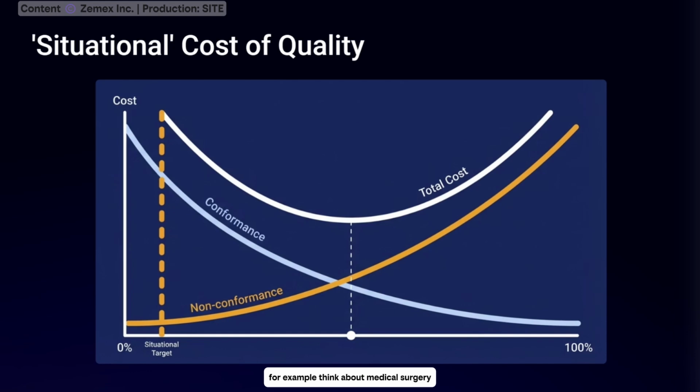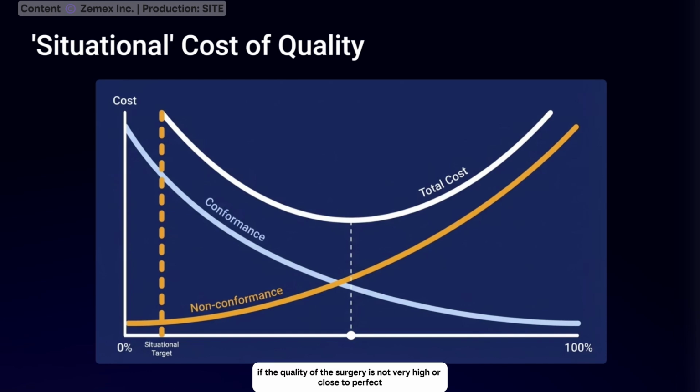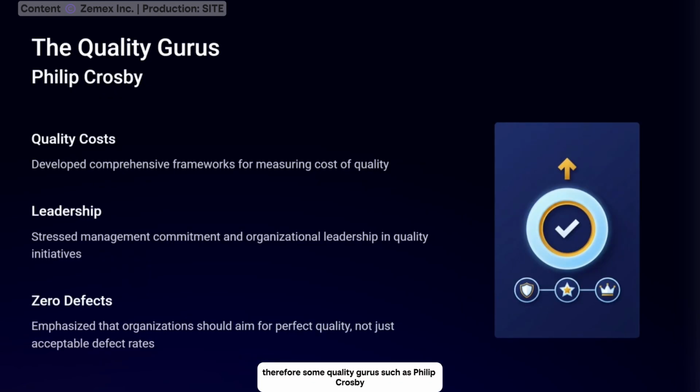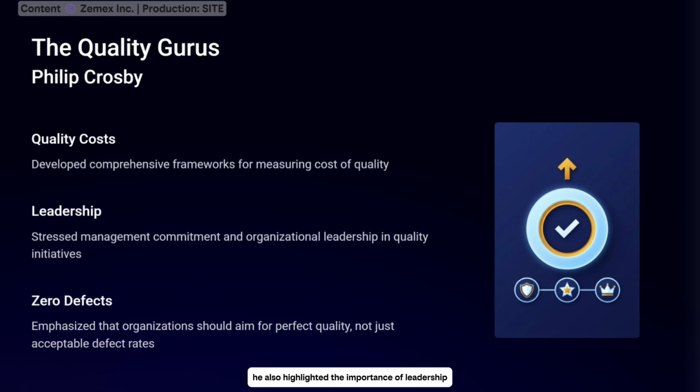For example, think about medical surgery. If the quality of the surgery is not very high or close to perfect, most outcomes would be considered failures. Similarly, in industries such as airlines and healthcare, where the cost of failure is extremely high, the focus is on achieving very high quality rather than minimizing the total cost of quality. Therefore, some quality gurus, such as Philip Crosby, emphasize the importance of zero defects. He also highlighted the importance of leadership, as well as a strong focus on the cost of quality.